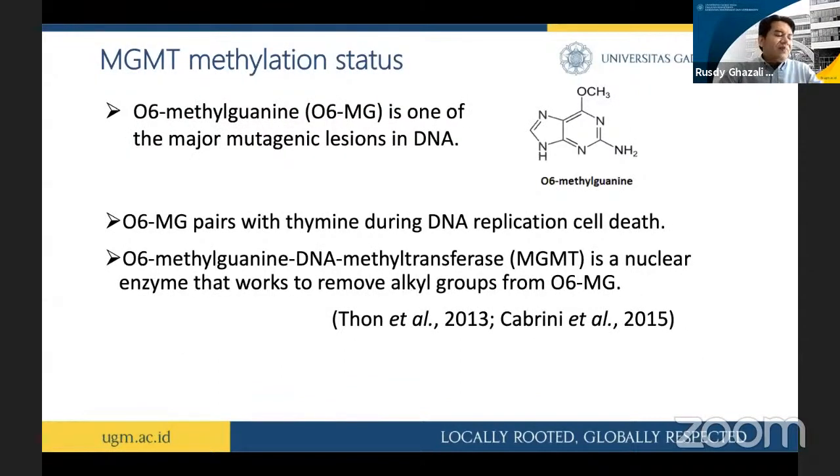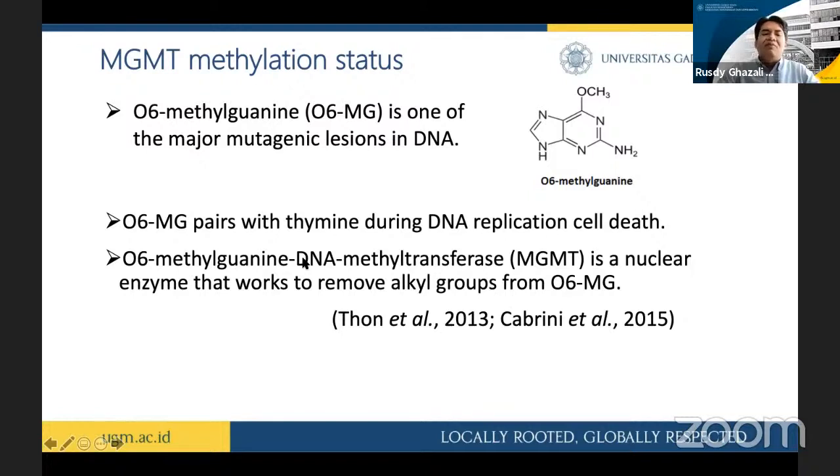The next one, which is also very important, I still have maybe 5 minutes to explain about this. MGMT methylation status. As you probably already know, O6-methylguanine is one of the major mutagenic lesions in DNA. If this happens, it will pair with thymine during DNA replication, which will result in cell death. So our body has a natural mechanism to deal with this mutation, called MGMT, O6-methylguanine DNA methyltransferase, an enzyme that removes the alkyl groups from this O6-MG, which then results in cell survival.